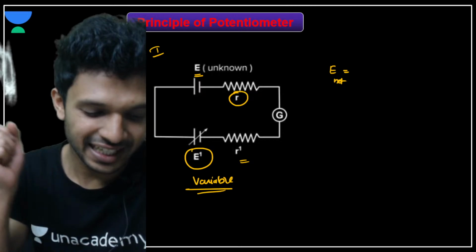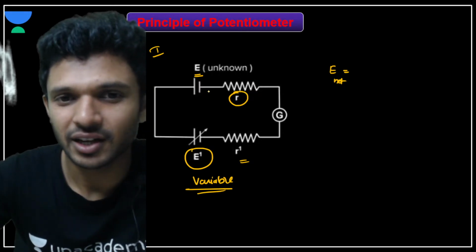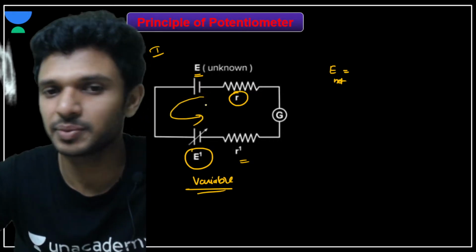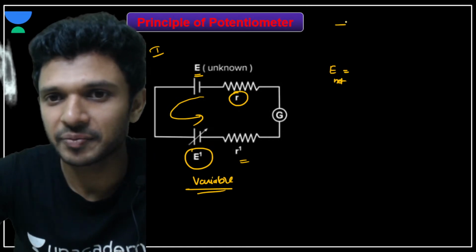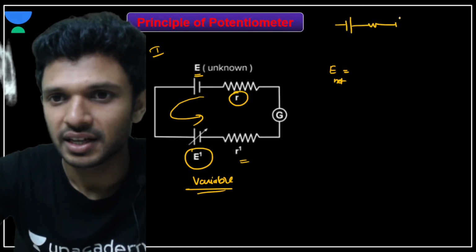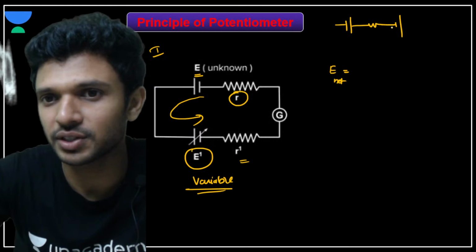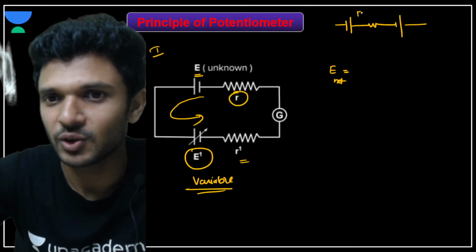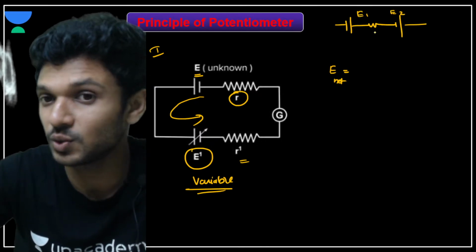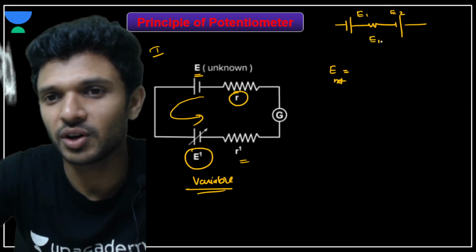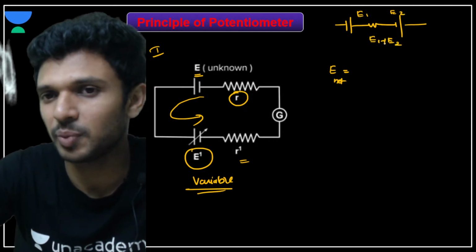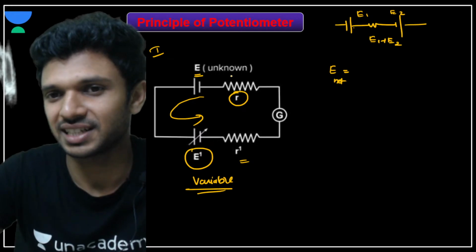Very good. It is E minus. Why? Obviously, the cells are connected in series because we only have one circuit. If cells are connected negative, positive, negative, positive, and this is E1 and this is E2, we say they are connected in the same order. Net EMF is E1 plus E2 when positives and negatives are connected.